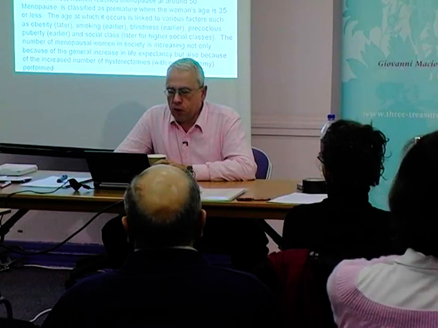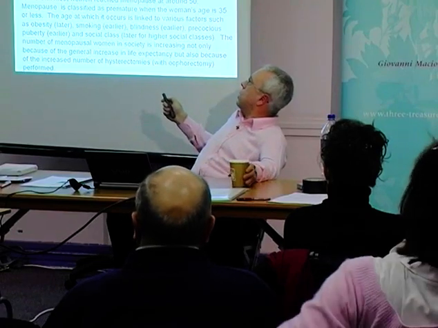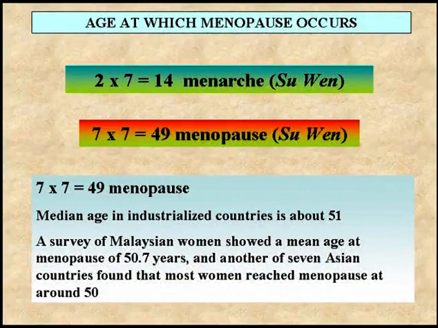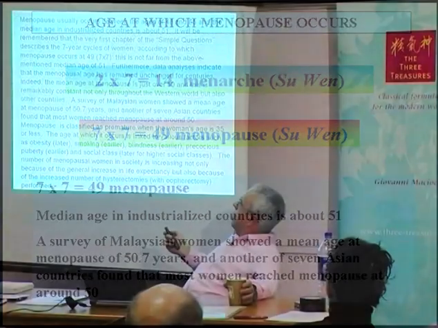There's an interesting thing about the menopause, which I find interesting, is that the same chapter of the Neijing that says at 14, the Tiangui arrives, says at 49, 7 times 7, the Tiangui dries up and the woman can't conceive anymore. That's interesting because it gives the menopausal age as 49, and statistically it is about 50 in the West. The Su Wen was written about 100 BC, so the menopausal age has not changed. And it doesn't change between the West and the East, because, for example, in Malaysian women, it occurs at 50.7. I find that interesting.